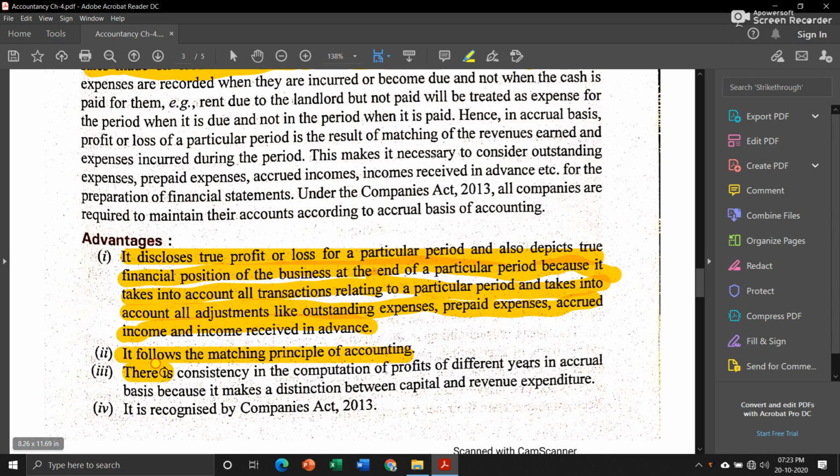Then there is consistency in computation of profits of different years in accrual basis, because it makes a distinction between capital and revenue expenditure.